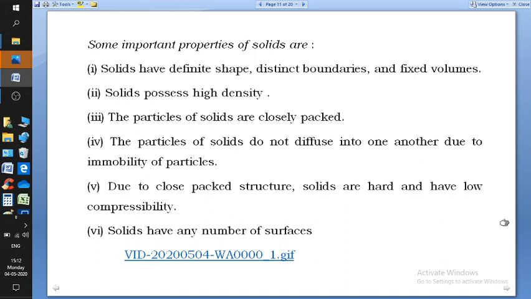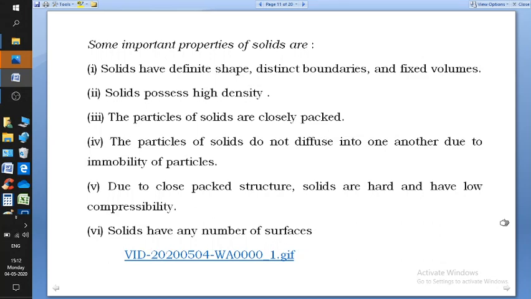Now there are some properties of these solid matters. Number one, like we have already mentioned in the definition, solids always have a definite shape. They come in different shapes and sizes, they have distinct boundaries, and they have a fixed volume. Fixed volume means they occupy a certain space. Number two, solids possess high density. Then the particles of solids are closely packed.